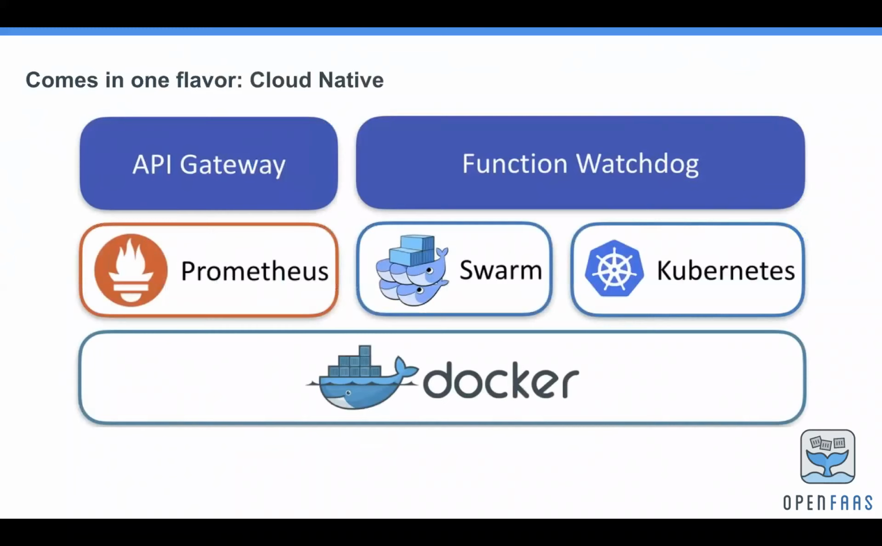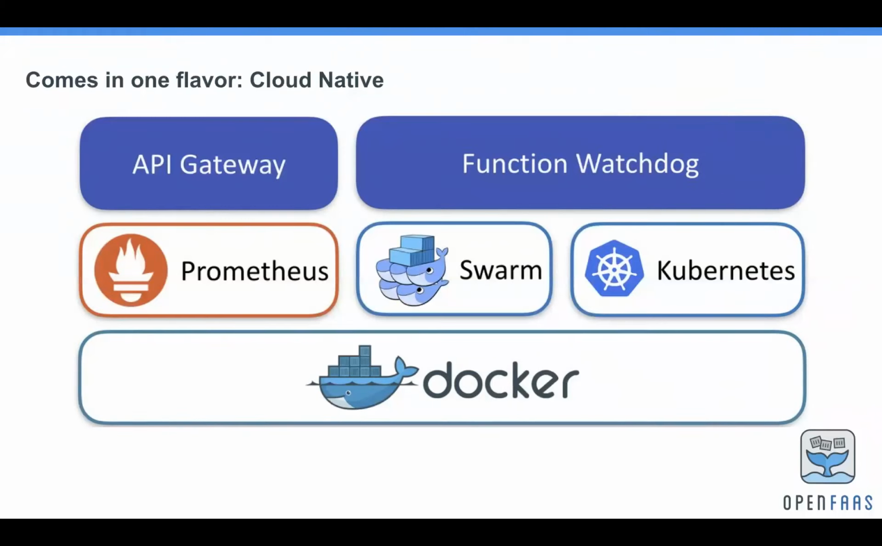It comes in one flavor, which is cloud native. The API gateway and function Watchdog are both written in Golang. Prometheus underpins the whole stack and tracks metrics for us. That allows us to know how long functions are taking to run. Also allows us to auto scale by using the Swarm or Kubernetes API. Those also provide us with resilience and fault tolerance and allow us to scale across multiple machines.